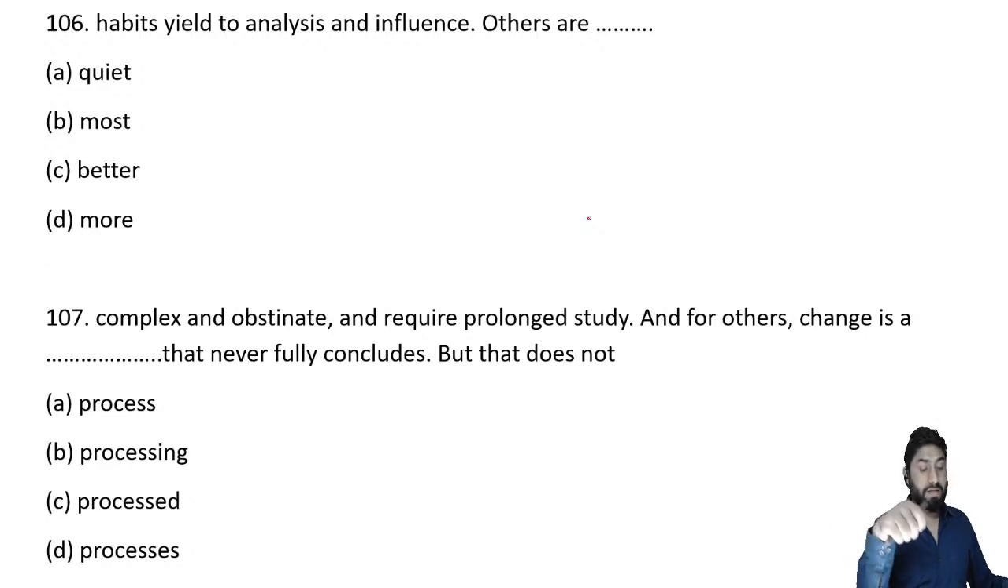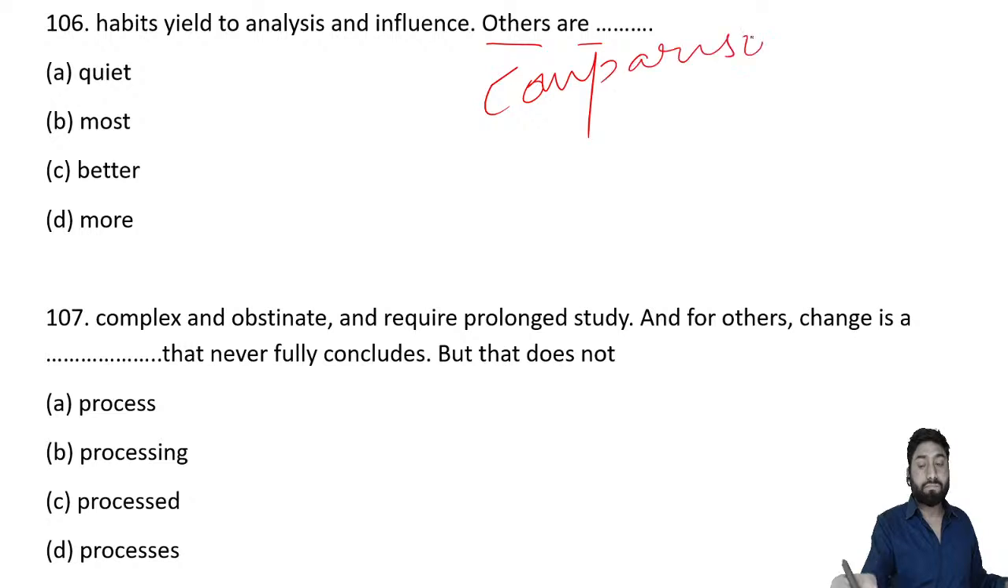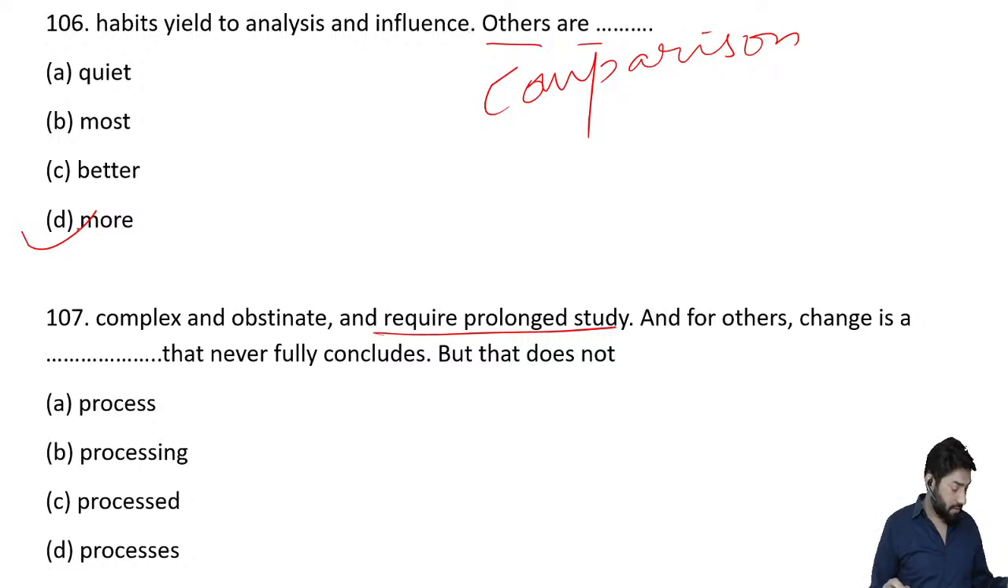Others are blank, complex, and obstinate. Others are quite complex, most complex, better, and more. So you have these options. So others are, see, some and others. Some and others. So there is a comparison, right? You know that. Some and other. So obviously most obstinate and require prolonged study. And for others, change is something something. Anyway, so more is the answer here.